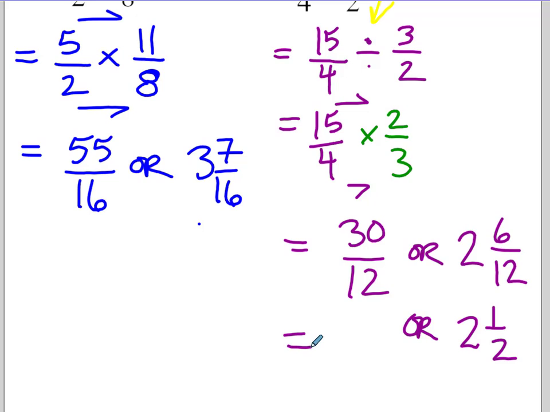Okay, we could have also reduced the 30 twelfths. 3 is common, that would be 10 fourths, 6 is common, that would be 5 over 2. Okay.